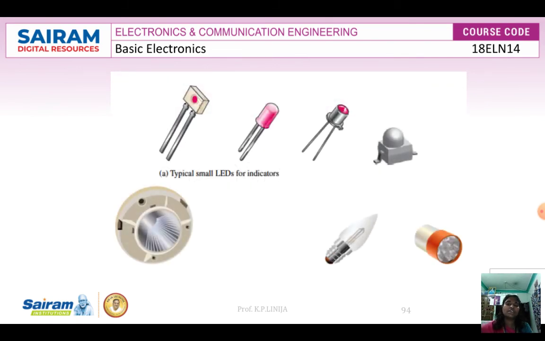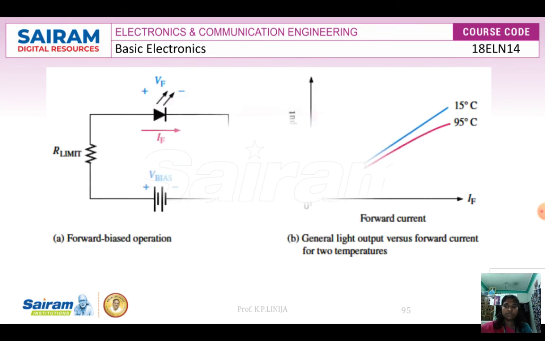These are the typical small LEDs for indicators. Now we are using LEDs everywhere in home appliances, in our laboratories, and in commercial settings. Without LEDs, we can rarely see products today, right? This is a circuit for forward bias operation. The positive-to-positive and negative-to-negative connection shows that it is a forward bias condition, and we are using a current limiting resistor.